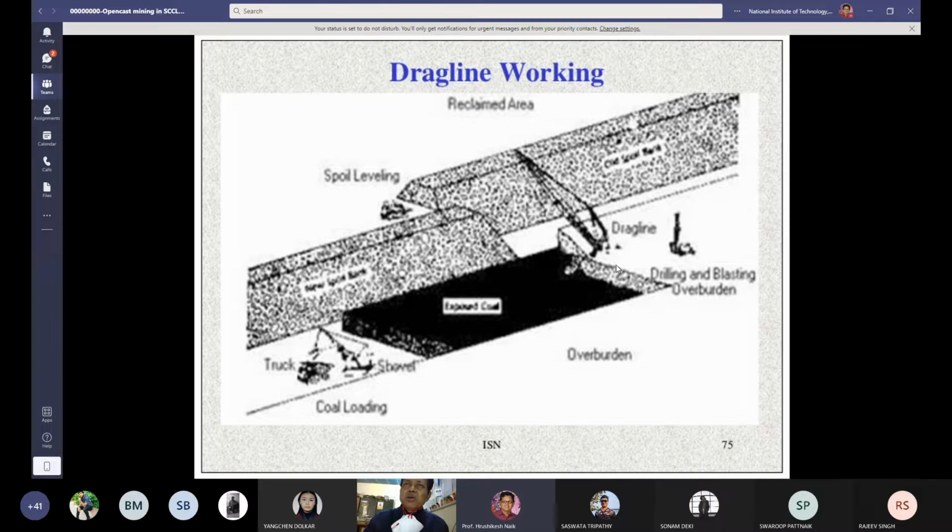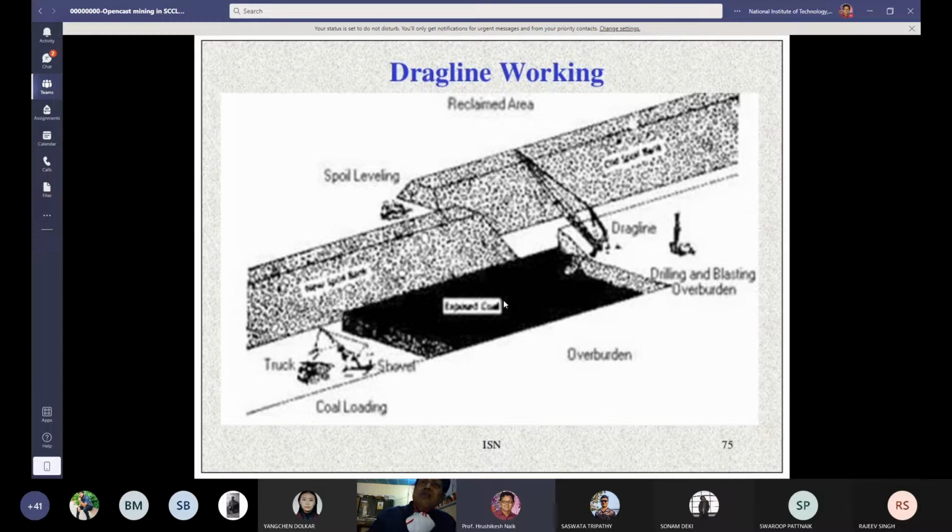The overburden material, the waste material, will be mined with the help of the dragline, and the dragline's boom length is very high, so it will throw the material to the decoaled area. It will transport the material to the decoaled area from where the coal is already taken out. So this pile of rock is called your spoil pile, spoil material.